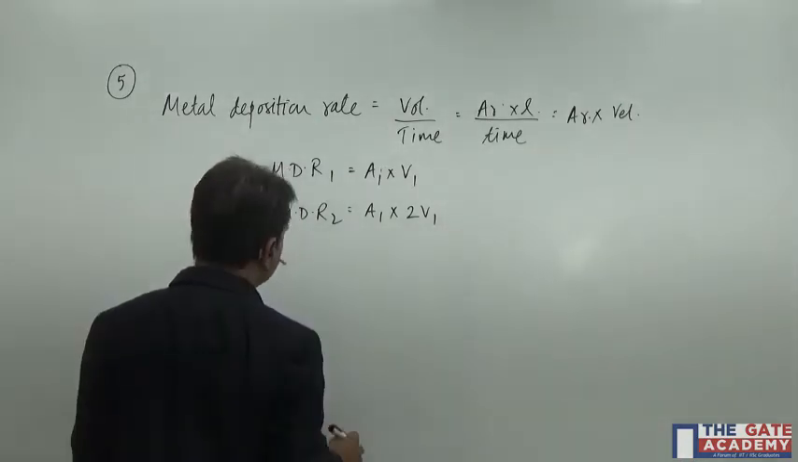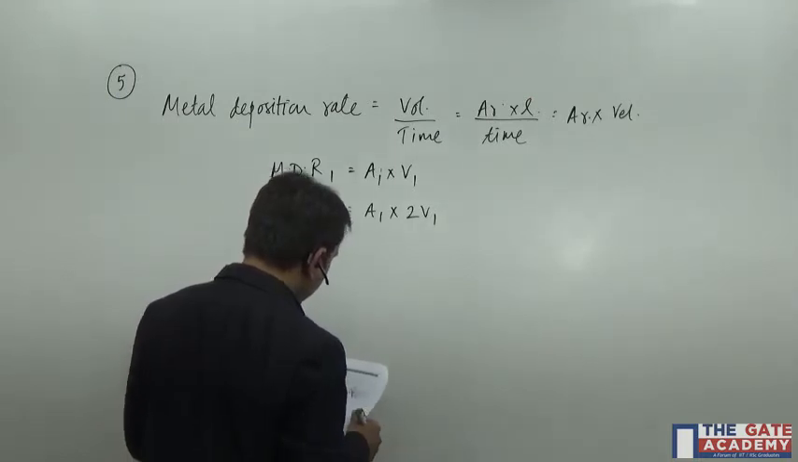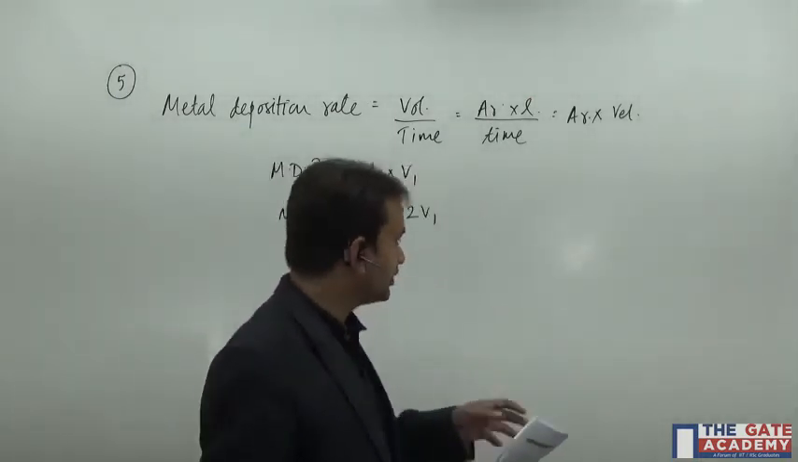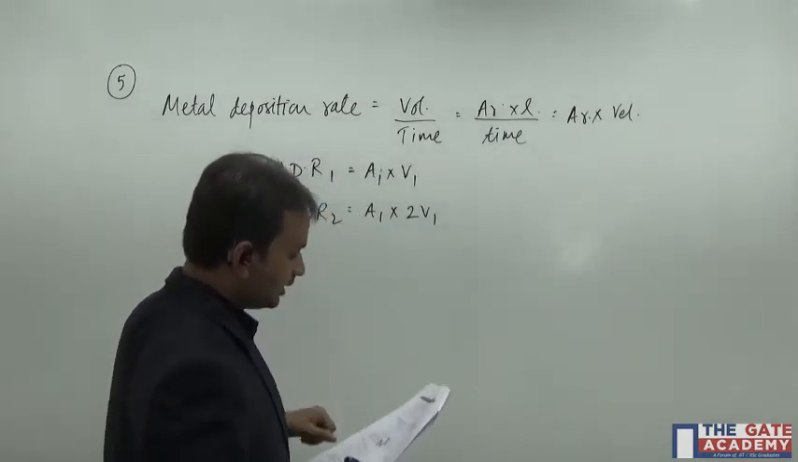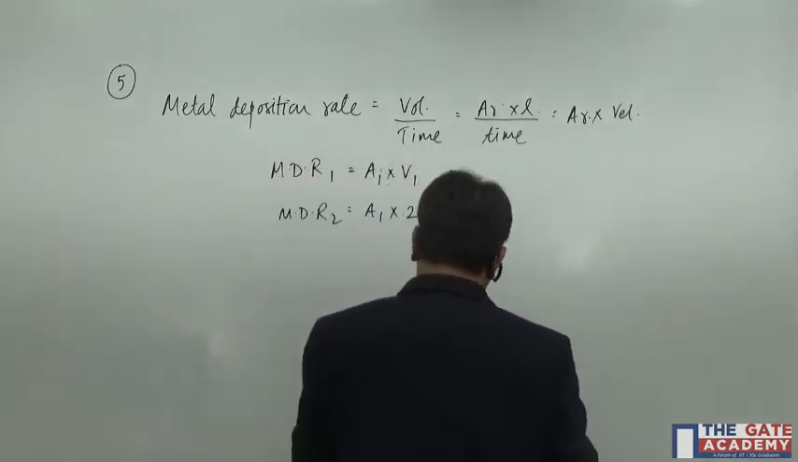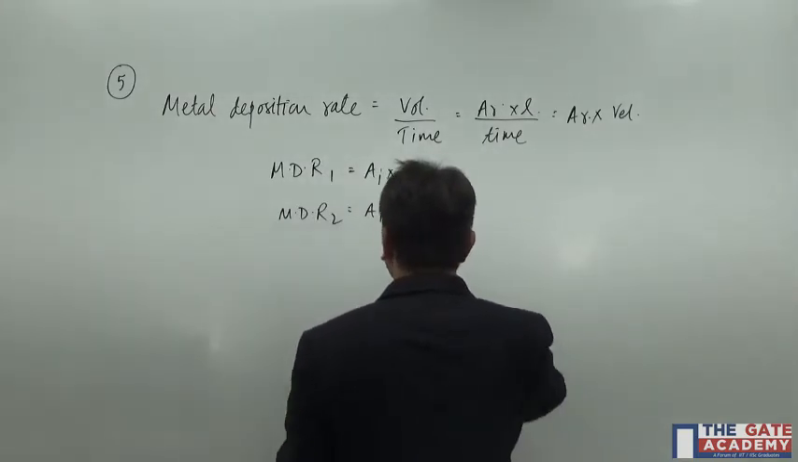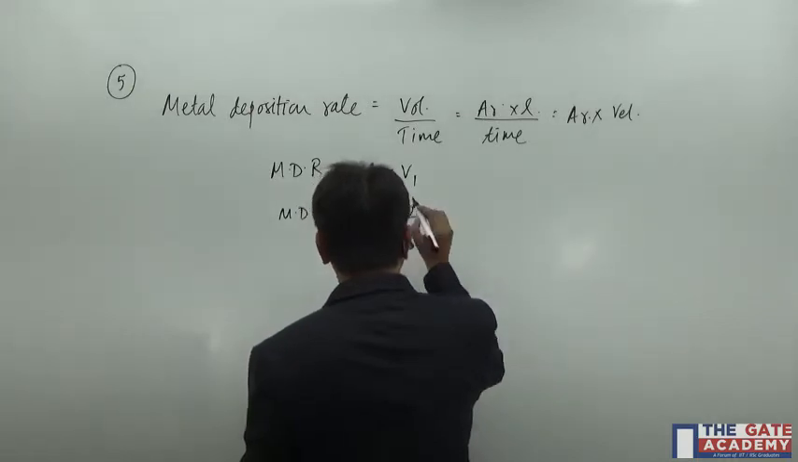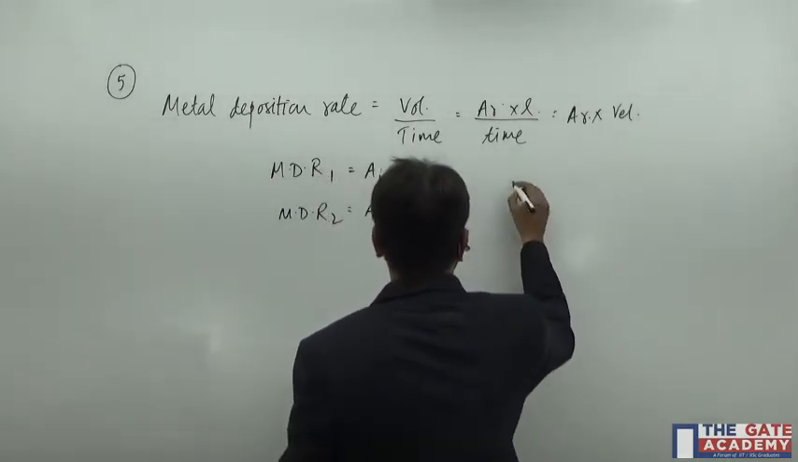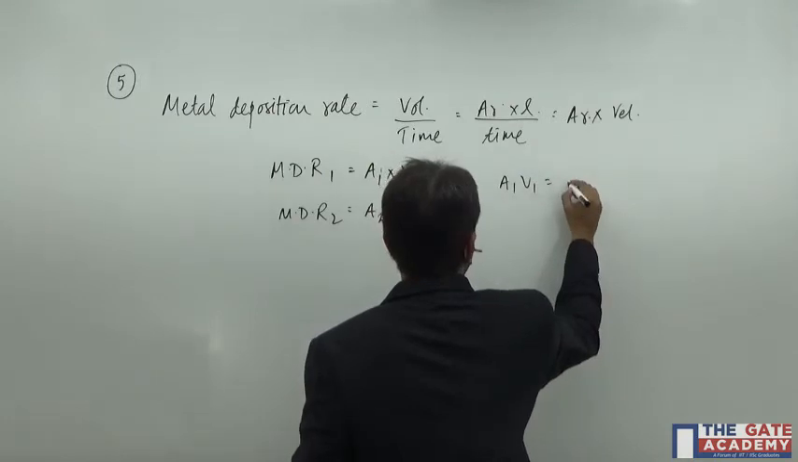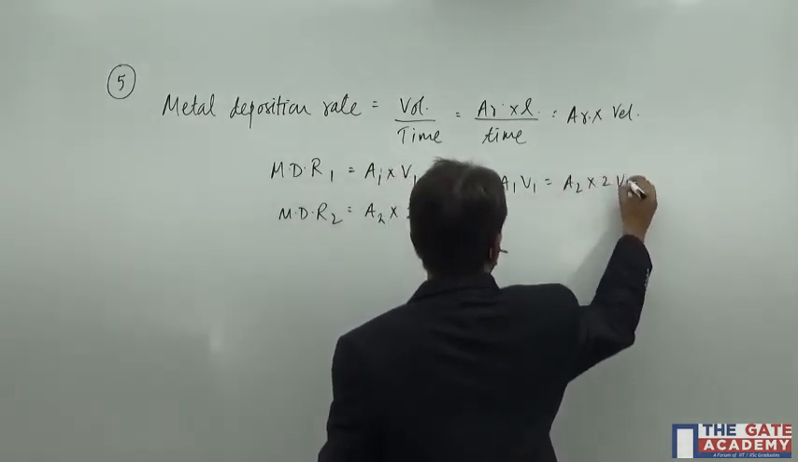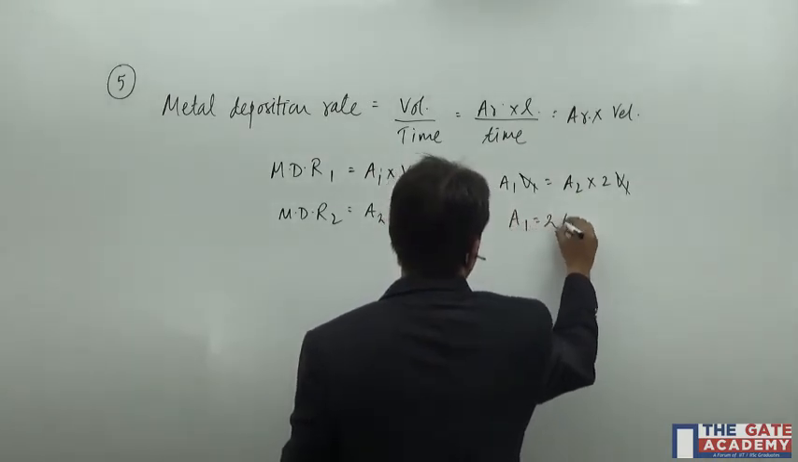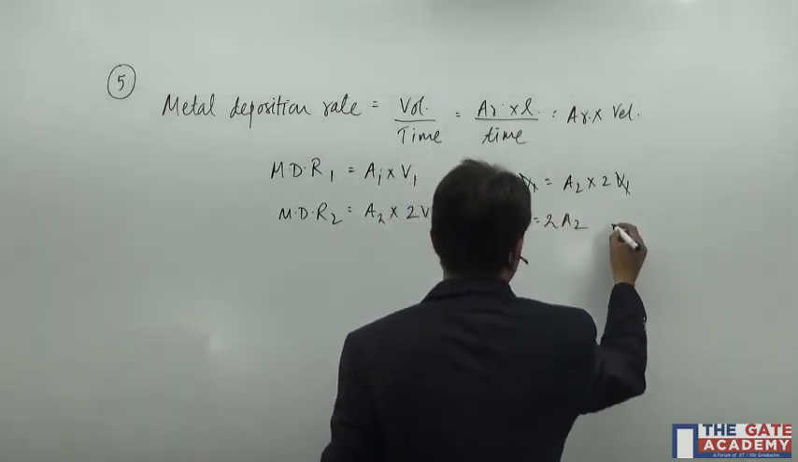And since it is given that all other process parameters are going to be constant, we can equate these two equations directly. Let us call the new area A2. So A1 V1 equals A2 into 2V1. V1 and V1 get cancelled, and A1 we have got is twice of A2, right? So this is our next equation.